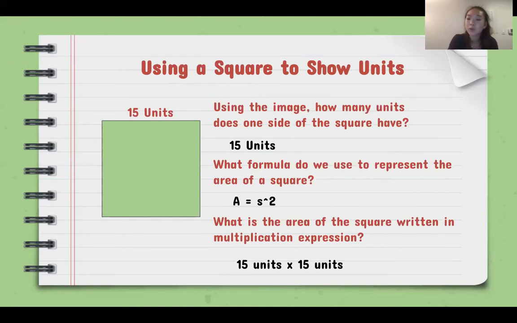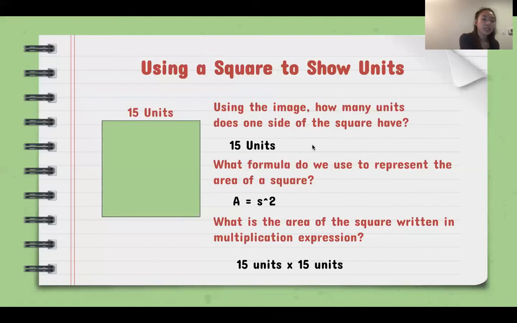So what is the formula we use to represent the area of a square? Again, it's going to be the same as the previous slide. Area equals side squared. So it would be side times side or side squared. And then what is the area of the square written in multiplication expression? So that would be 15 units times 15 units, also 15 units squared. Is the same thing that we have written both times.